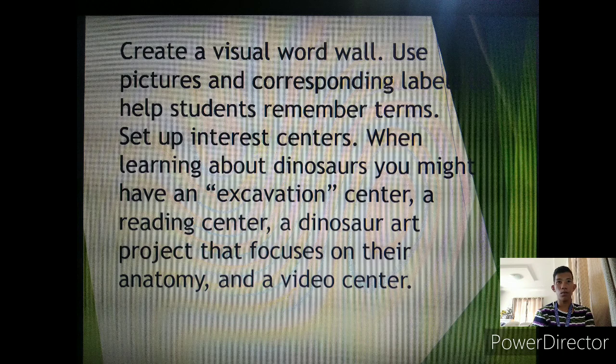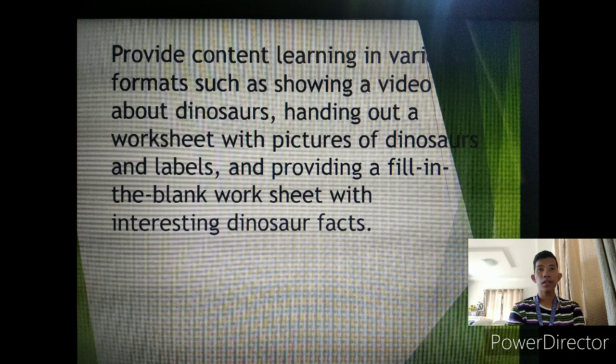Create a visual word wall. Use pictures and corresponding labels to help the students remember terms. Set up interest centers. When learning about dinosaurs, you might have an excavation center, a reading center, a dinosaur art project that focuses on their anatomy, and a video center. Provide content learning in various formats, such as showing a video about dinosaurs, handing out a worksheet with pictures of dinosaurs and labels, and providing a fill-in-the-blank worksheet with interesting dinosaur facts.